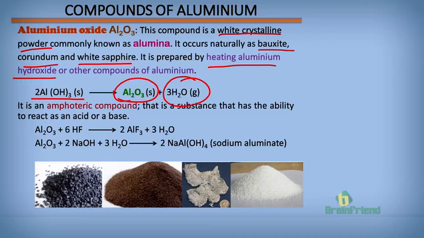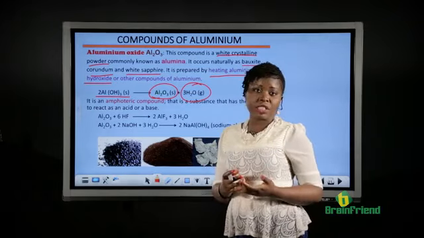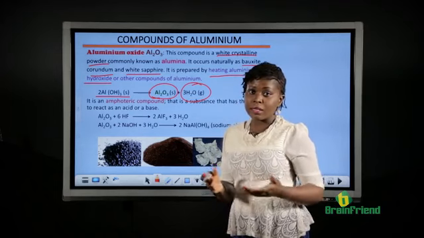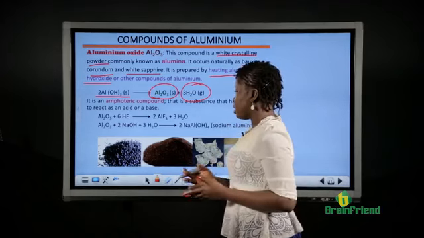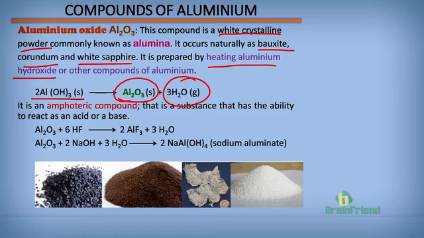Okay? So aluminium oxide is an amphoteric compound. This simply means that it's a substance that has the ability to react as an acid or as a base. For example, in this reaction, aluminium oxide and hydrofluoric acid, the aluminium oxide here is reacting as a base. Of course, hydrofluoric acid is an acid. So here it is reacting with hydrofluoric acid to give aluminium fluoride and water.